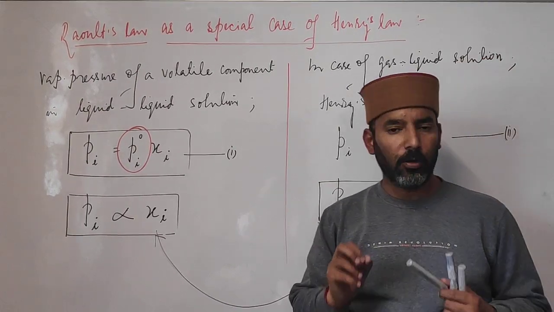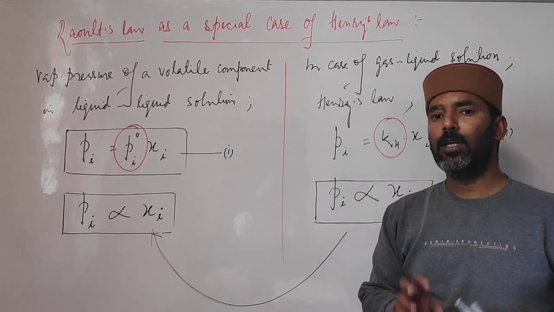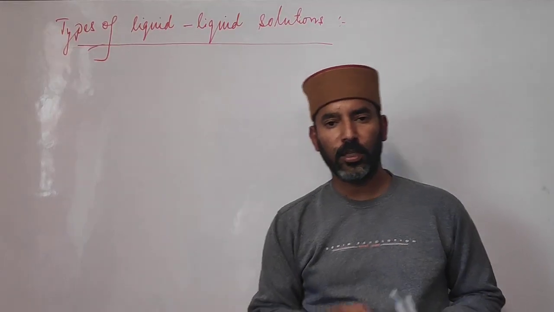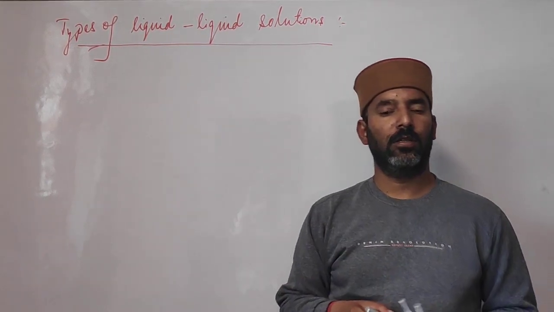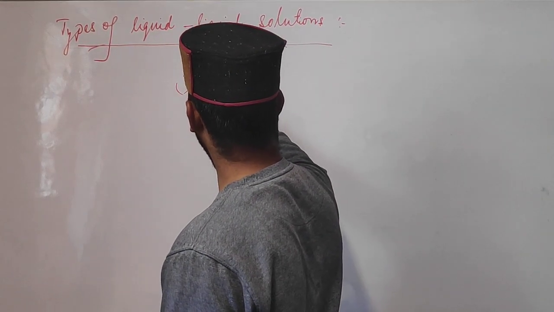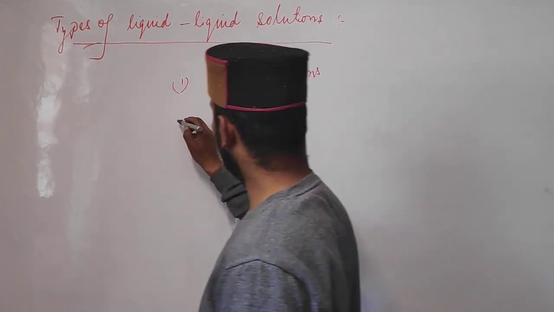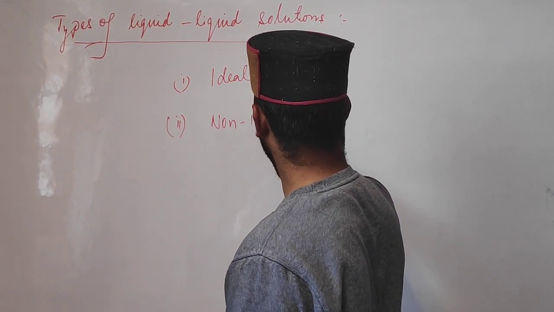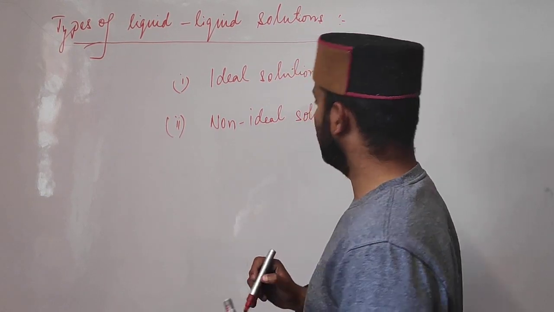Now students, we are going to discuss ideal and non-ideal solution. That means the liquid solutions are of two types, ideal solution and non-ideal solution. Students, based on Raoult's law, liquid solutions are of two types. The first type of solutions are called ideal solutions. And the second type of solutions are called non-ideal solutions. So we have two types of solutions, ideal and non-ideal solutions.